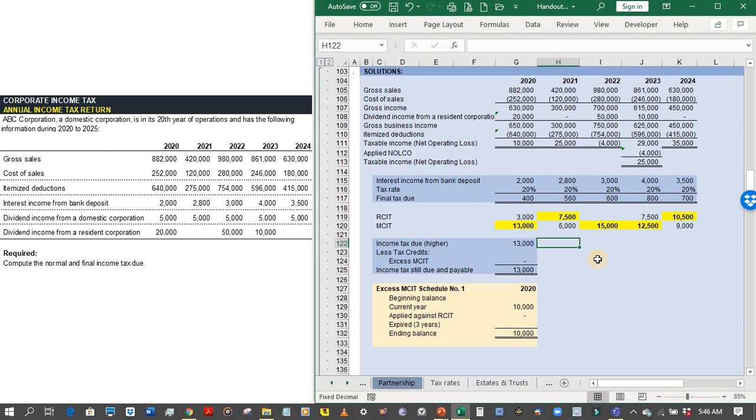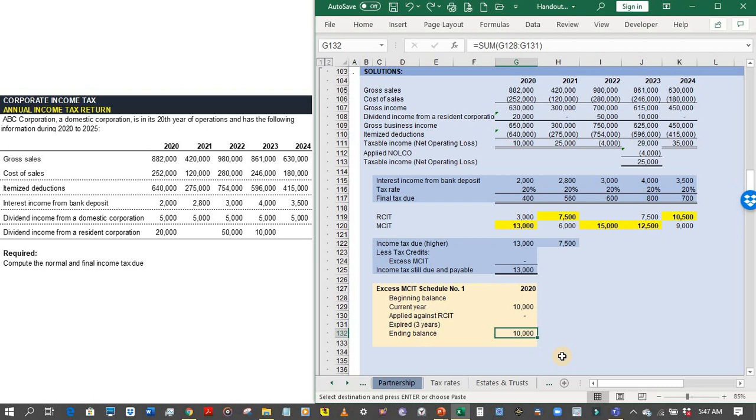So now let us compute for the income tax still due and payable in 2021. Again, the higher amount in 2021 is the RCIT because 7,500 is greater than 6,000 pesos. So that will be the income tax due. And since this is RCIT, again, excess MCIT can be deducted from the income tax due once the higher amount is RCIT. Since the 2021 income tax due is RCIT, which is 7,500, it means that we can apply the excess MCIT available at the start of 2021. And the available excess MCIT at the start is 10,000 pesos.